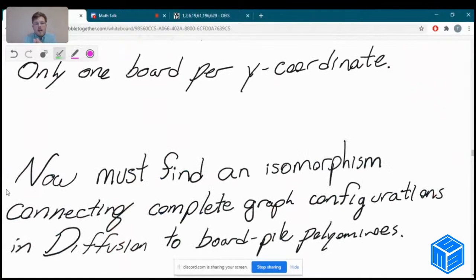So I hadn't solved my problem yet, though. I had found something that seemed to be something similar to what I was measuring. The numbers coming up were the same, but you can't really write that down in a paper until you've proven that it is actually a one-to-one mapping, an isomorphism in this case. So now we must find an isomorphism connecting complete graph configurations in diffusion to these board pile polyominoes.